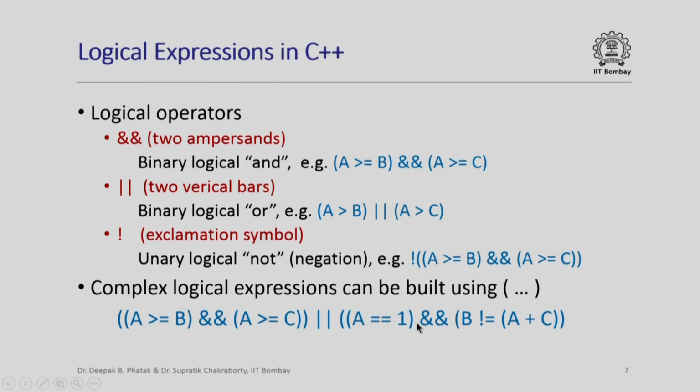I can do this comparison between a variable and a constant as well, and B != A + C, where I am doing this comparison between a variable and an arithmetic expression. And I can use parentheses to indicate exactly the order in which the different comparison operators and the different logical operators should be evaluated. And note that all logical expressions, whether they are the simple ones involving comparison operators or the more complicated ones involving logical operators, always evaluate to a boolean value.